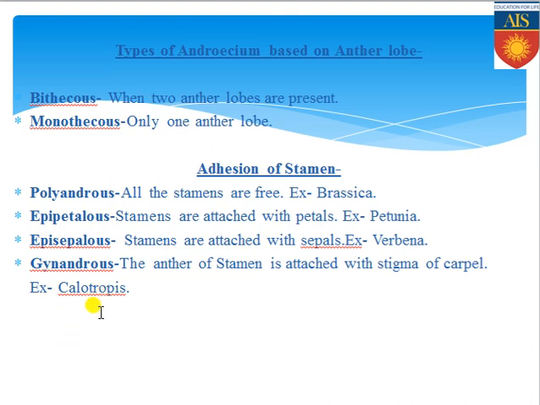Example, calotropis. So this can be the adhesion of the stamen, because stamens mostly are present in a free manner, or rather they can be attached to the petal or sepal.